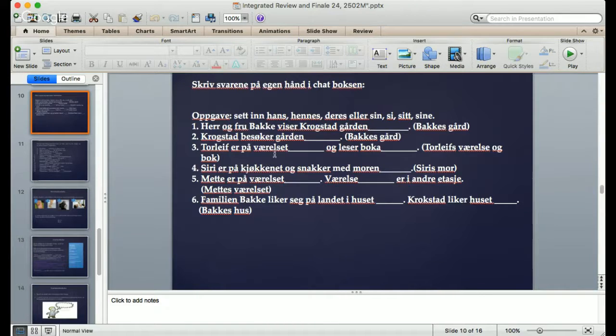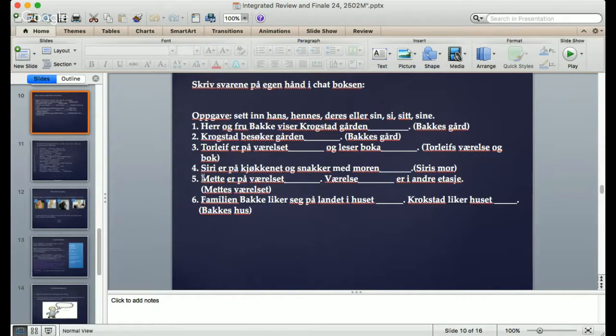Because værelse is neuter, we can tell by the et ending there, it would be sitt. Torlev på værelse sitt og leser boka. Now boka is feminine, and we can tell by the a ending. So then we would use boka si. So the sentence would be Torlev på værelse sitt og leser boka si.